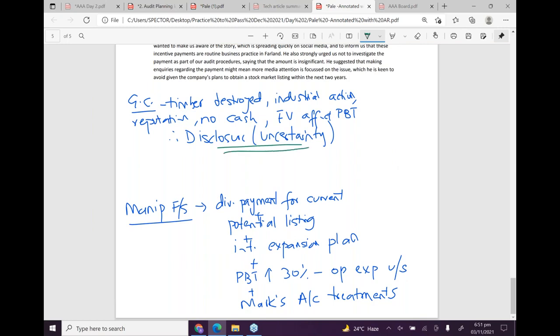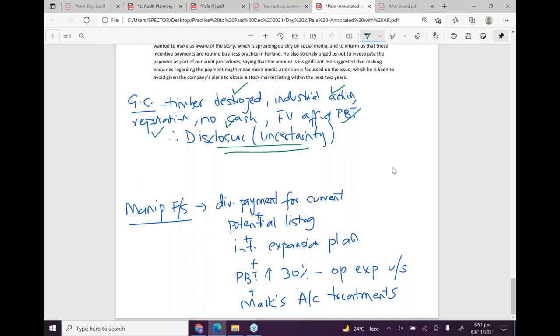Overall, I am concerned that a going concern uncertainty disclosure might be needed. Why? Because going concern is never one factor, it's a combination of indicators. Timber has been destroyed, there's been industrial action, my reputation has been affected, there's no cash, fair value has affected the PBT. So combined, the risk is that a going concern uncertainty disclosure might be inadequate or missing.